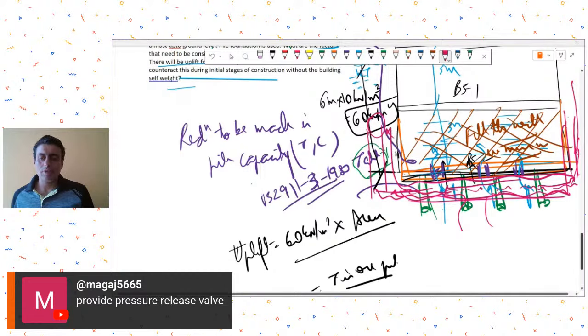In this type of a case, the easiest and most doable option is to provide some openings in the basement raft and allow the water to come inside, let it fill it up, and then pump it out when your dead load increases due to construction of other floors.